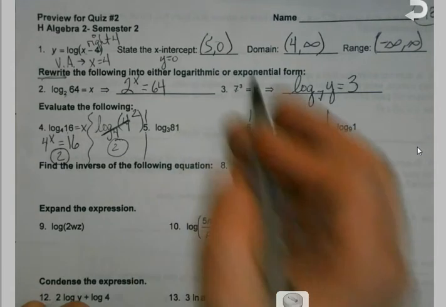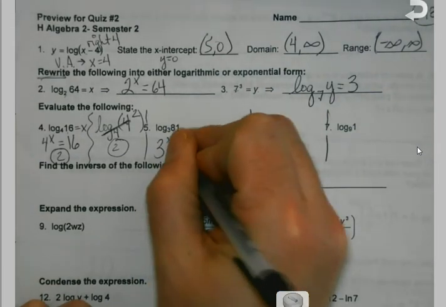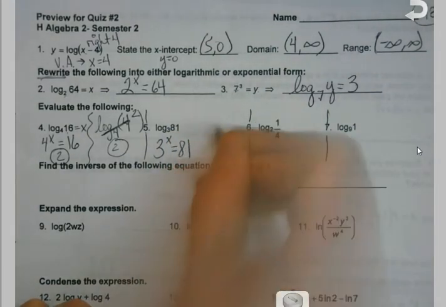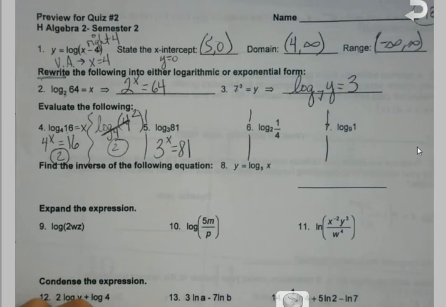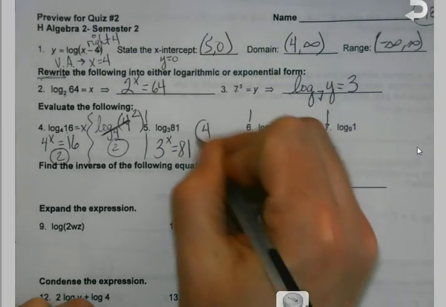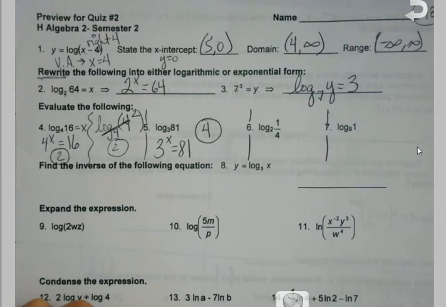Same thing here. 3 to what power is 81? And if you're not sure, play with it a little bit because they're going to be whole numbers. 3 to the 4th power is 81. And work it that way. The last two are meant to make you think a little bit.